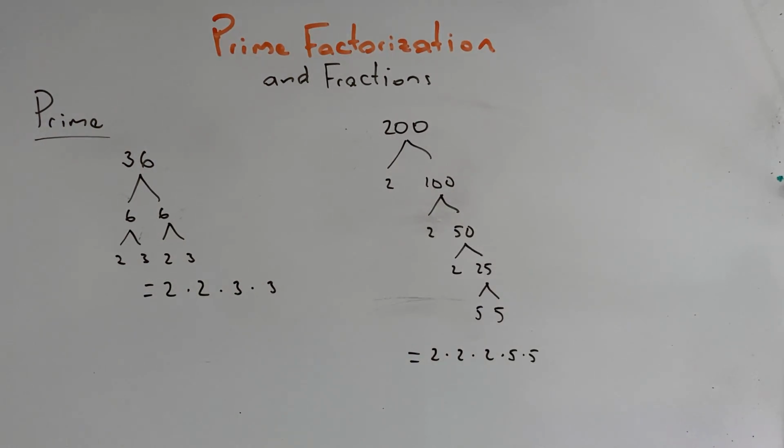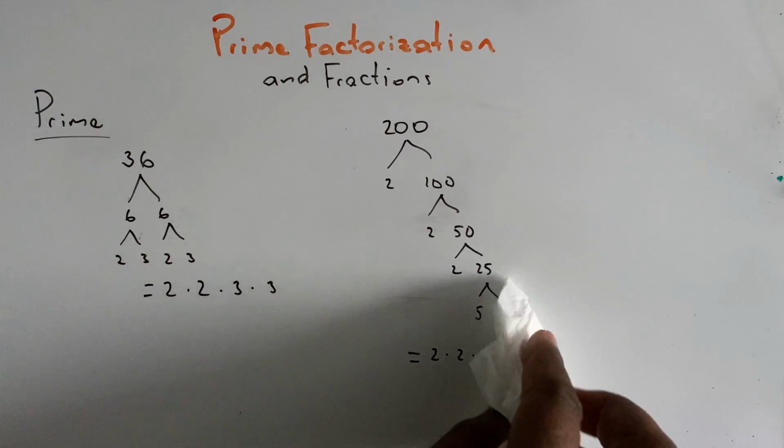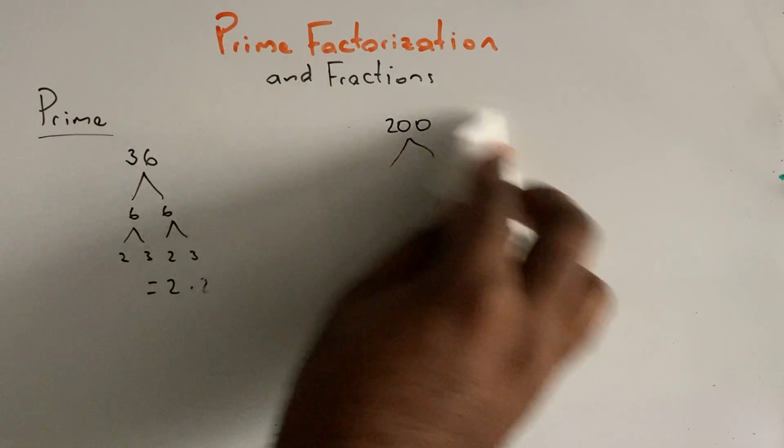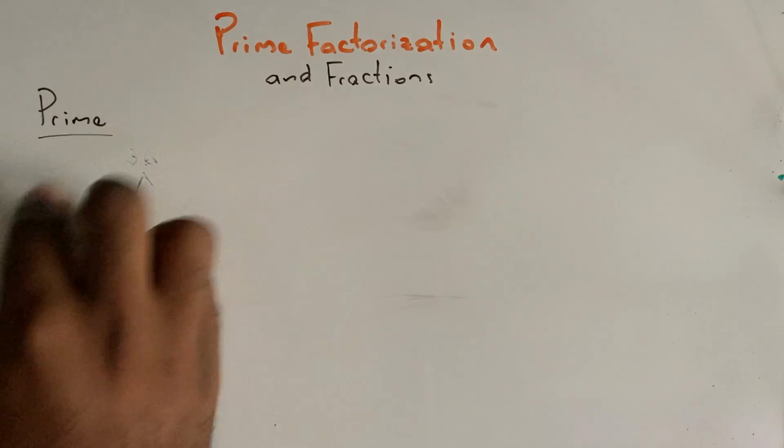Okay, so this is how you perform prime factorization. This is how you find the prime factors of numbers. All right, now how about how to reduce fractions? Well, you can actually find prime factorizations to reduce fractions.